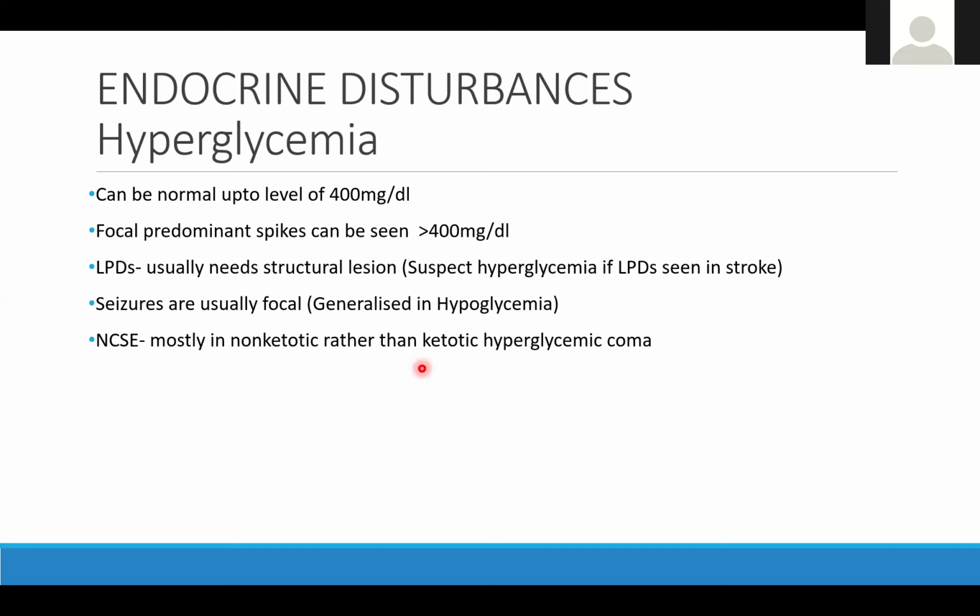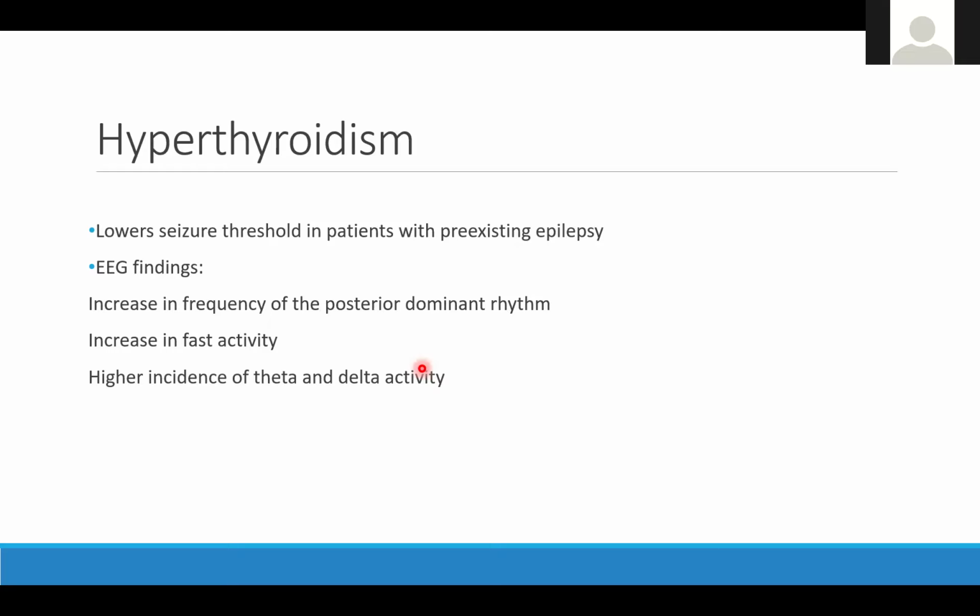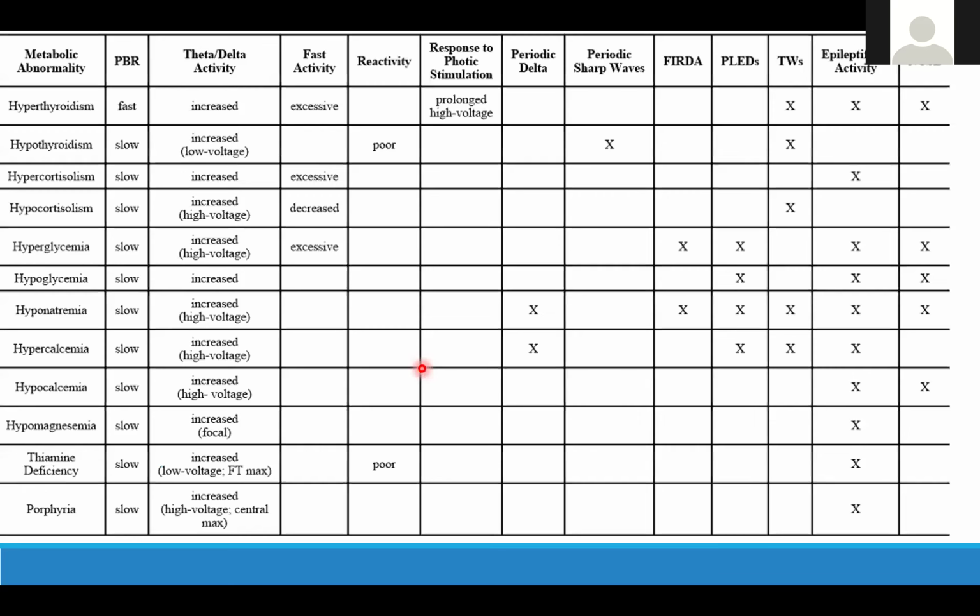Hyperthyroidism can also have increased background frequency, increased sensitivity in the EEG, and there can be a higher incidence of theta and delta activity also. Summarizing EEG findings in endocrine disturbances, non-convulsive status can be seen in hyperthyroidism, hyperglycemia, hypoglycemia, hyponatremia, as well as hypocalcemia. Epileptiform abnormalities can happen in almost every case except hypothyroidism. And triphasic waves can be seen in hyperthyroidism, hypothyroidism, hypocortisolism, hyponatremia, hypercalcemia.